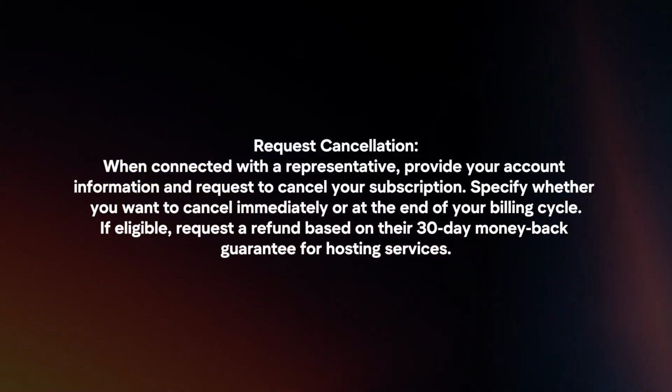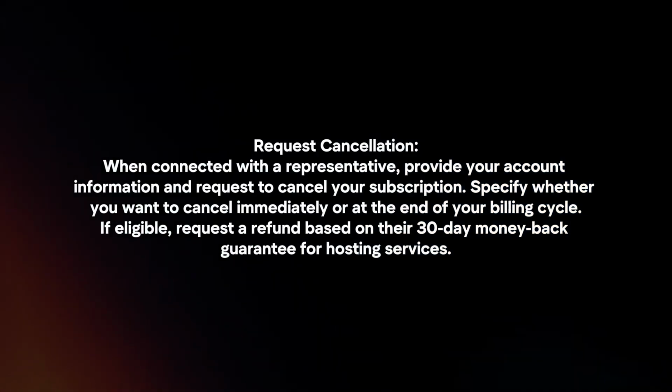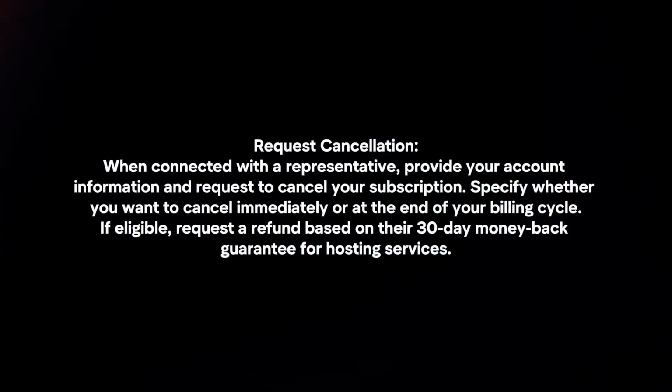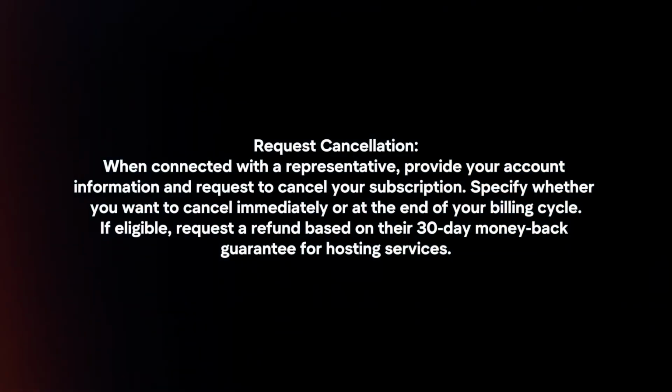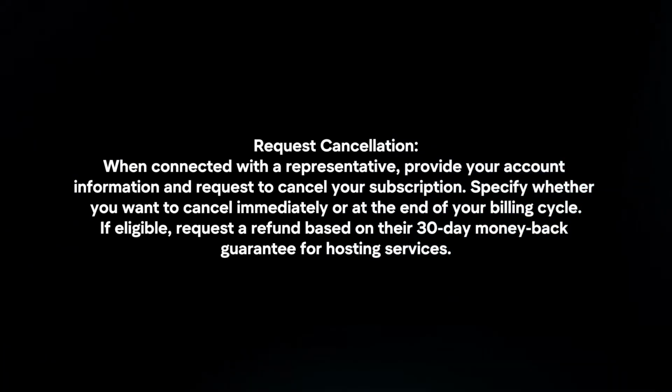Request cancellation. When connected with a representative, provide your account information and request to cancel your subscription. Specify whether you want to cancel immediately or at the end of your billing cycle. If eligible, request a refund based on their 30-day money-back guarantee for hosting services.